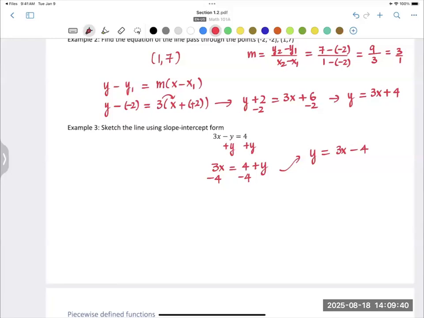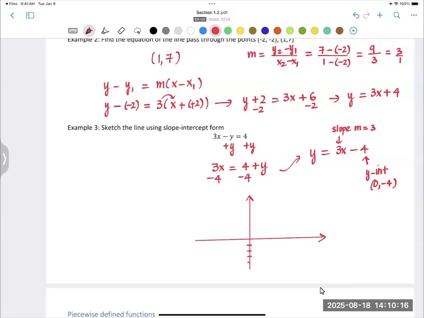When my equation gets into this form, what do I have in this problem? I have the slope m is 3, and the y-intercept is (0, -4). Whatever the extra value next to the mx is will be your y-intercept. And all we need to do is get the line. So we have the point at the y-intercept, which is (0, -4), and we're going to put (0, -4) into the graph.